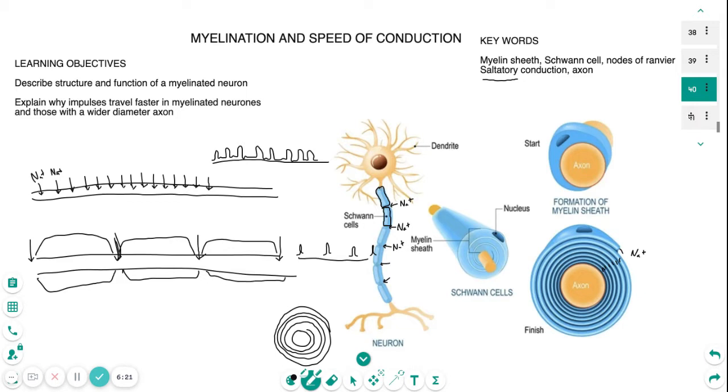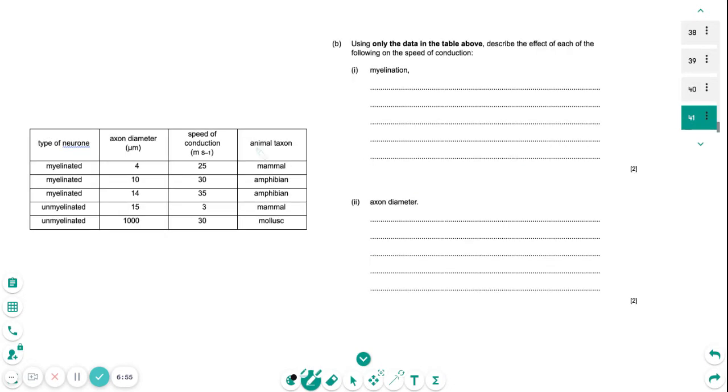Okay, one more thing to mention, although it's not mentioned in the title, you just need to be aware that not only does a myelinated neuron have a quicker speed of impulse, also an axon, there's your axon, one with a wider diameter will also show quicker speeds of conduction, because there's going to be less resistance for the flow of the ions, sodium ions. Okay, so you might get a question that looks like this.